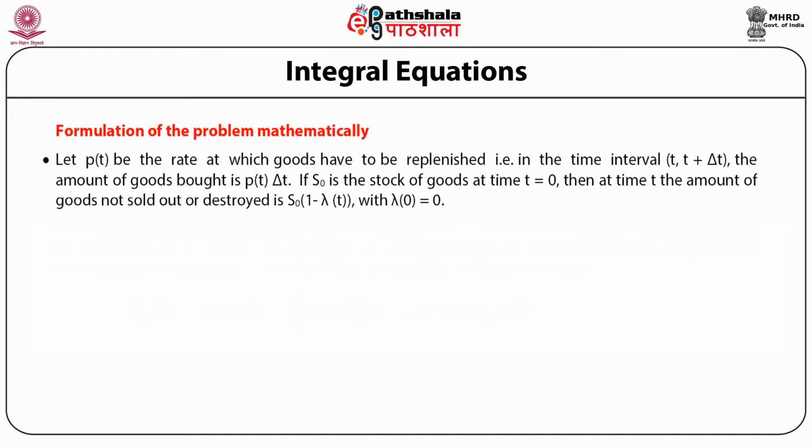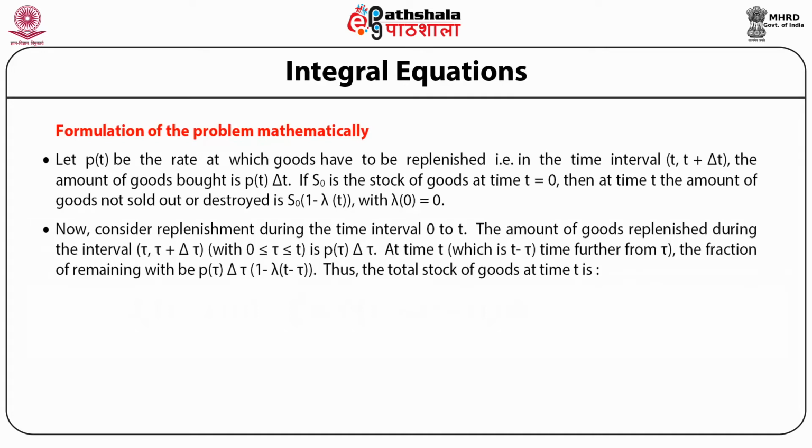So let p(t) be the rate at which goods have to be replenished. What does it mean? It means that in the time interval t to t plus delta t, the amount of goods bought is p(t) times delta t. Now, if S0 is the stock of goods at time t equal to 0, then at time t, the amount of goods which are not sold out or destroyed is S0 times 1 minus lambda of t, where lambda at time t equal to 0 is equal to 0.